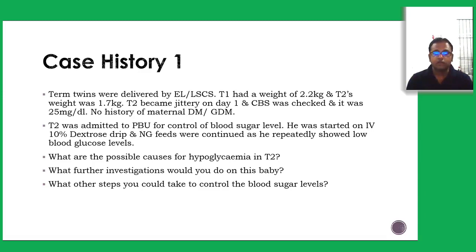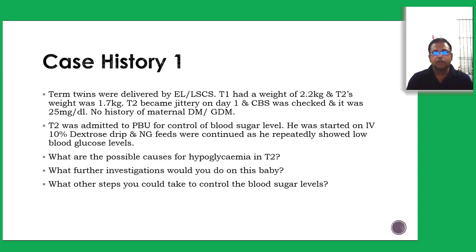And what other steps could you take to control the blood sugar levels? This is what we usually do in our neonatal practice. If a neonate is having hypoglycemia, usually, if it is very low, we have to give a bolus of 10% dextrose, 2 ml per kg, or some say you can go up to 2 to 4 ml per kg, followed by a drip. You always have to follow it with a drip, otherwise they can get rebound hypoglycemia.